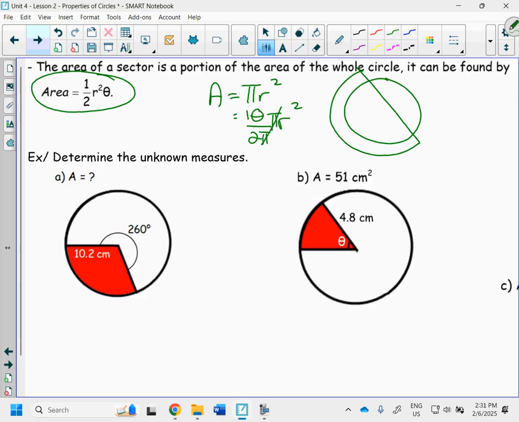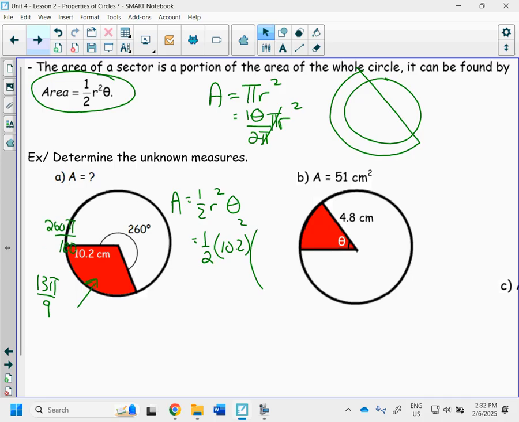Okay, I want to find the area of this sector. My formula is 1/2 r squared times whatever portion of the circle I have. Well, my r is 10.2. My central angle is 260 degrees, so times pi over 180. And you can reduce that if you want to. What's that? 13 pi over 9.